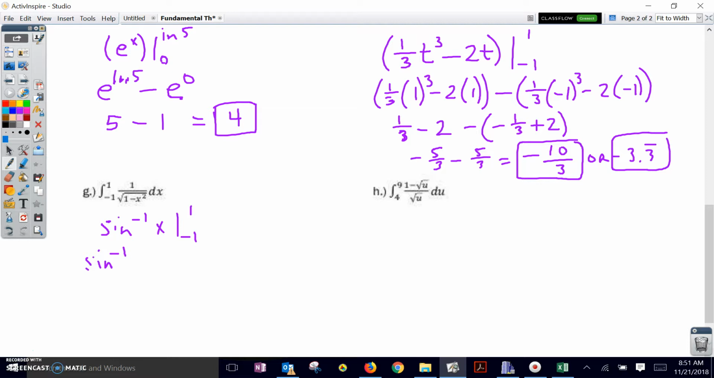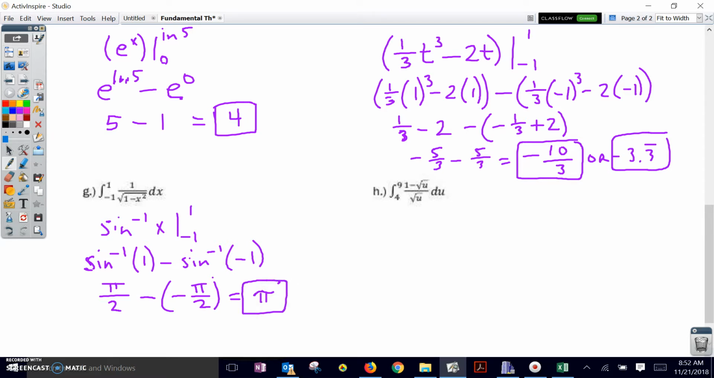So we've got sine inverse of 1 minus sine inverse of -1. And the sine inverse of 1 is going to be pi over 2. The sine inverse of -1 is going to be negative pi over 2. And so we end up with pi for the value of our definite integral.